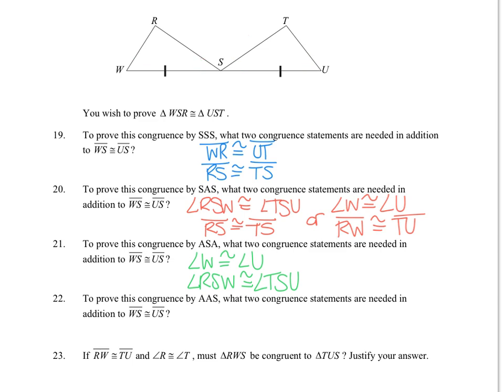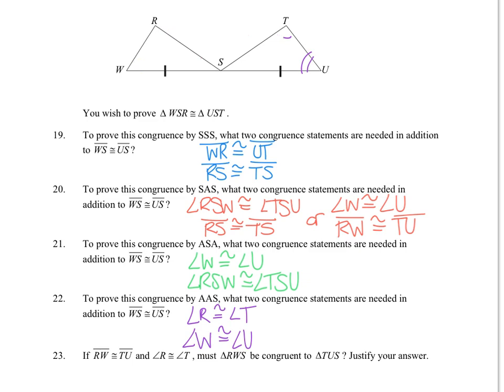Our next one, question number 22, says to prove this congruence by AAS, what two congruent statements are needed in addition to line segment WS is congruent to line segment US? Well, that means we need the two angles before the side or the two angles after the side. So let's start with the two angles before. We'd need to prove this angle was congruent to this one and this one was congruent to this one. So that means we need to prove that angle R is congruent to angle T and angle W is congruent to angle U. If we do that, we've got AAS.